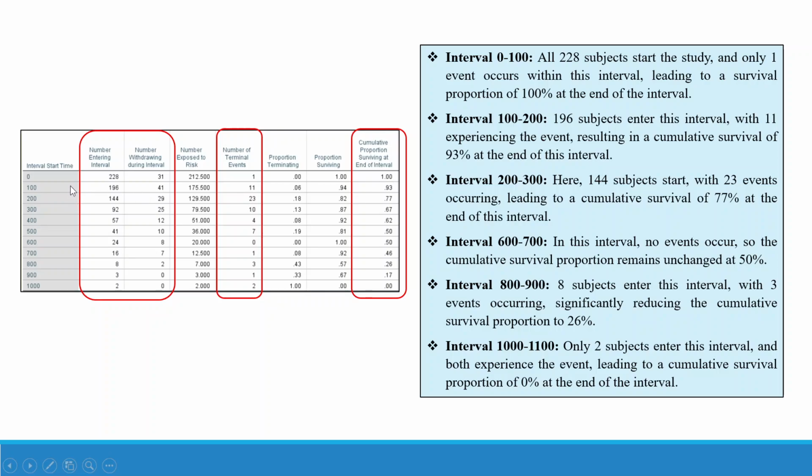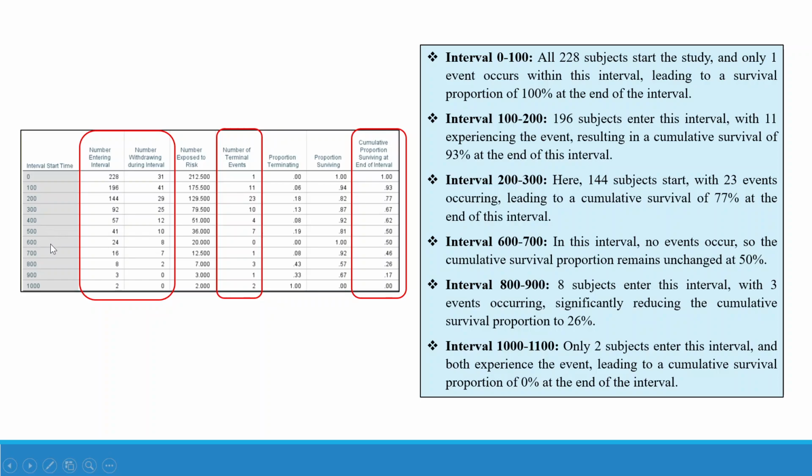Now 100 to 200. 196 subjects enter this interval with 11 experiencing the event, resulting in cumulative survival of 93% at the end of this. So 11 divided by 196, so you will get 93%. 200 to 300, 144 subjects starts with 23 events occurring, leading to a cumulative survival of 77% at the end of this interval. Similarly, you can do for 400, 500.